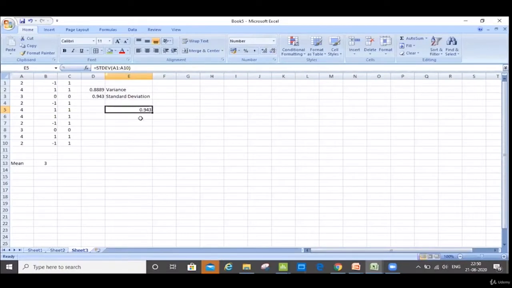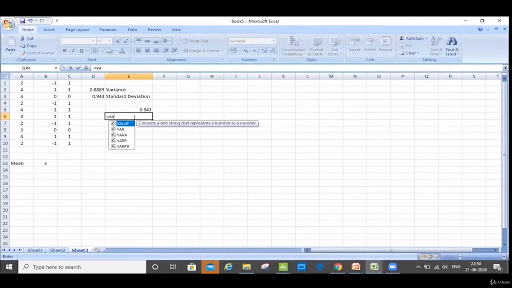It has come in a fraction of a second. अगर मुझे इसका variance निकालना है वो भी मैं एक second में निकाल सकता हूँ. I can click on variance, VAR. See, I can do it in fraction of seconds.